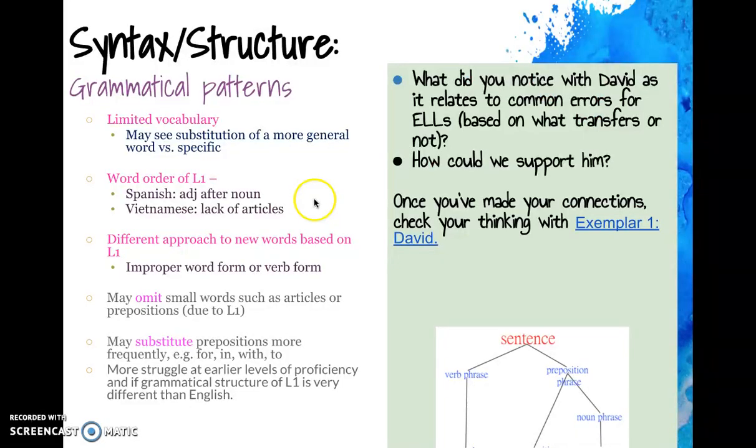Thinking about what you have just learned around the common lenses to think about syntax, which are listed on the left column of this slide, pause again, read and remind yourself about those, and jot some notes around your thinking as you look at David. Do you see any of those common errors mentioned on the left column of the slide? Once you've thought through that, check your thinking on the synthesis part of the exemplar under Syntax, Strengths, Next Steps, and Supports. Resume the video once you have done this, so we can hit some of the key points.